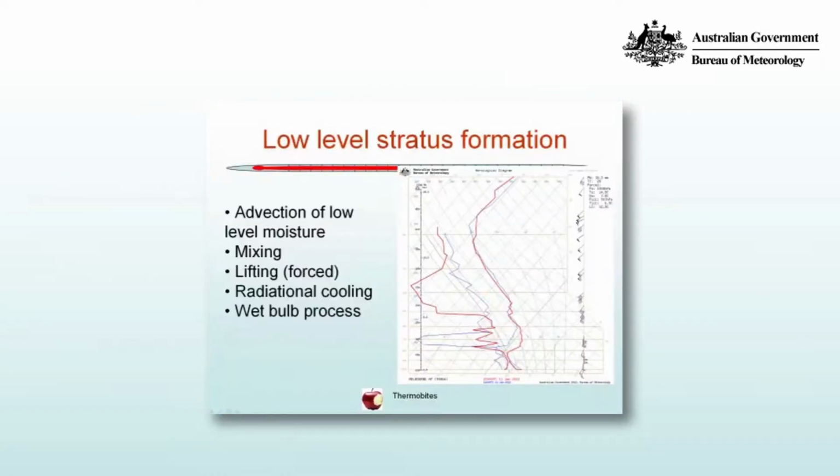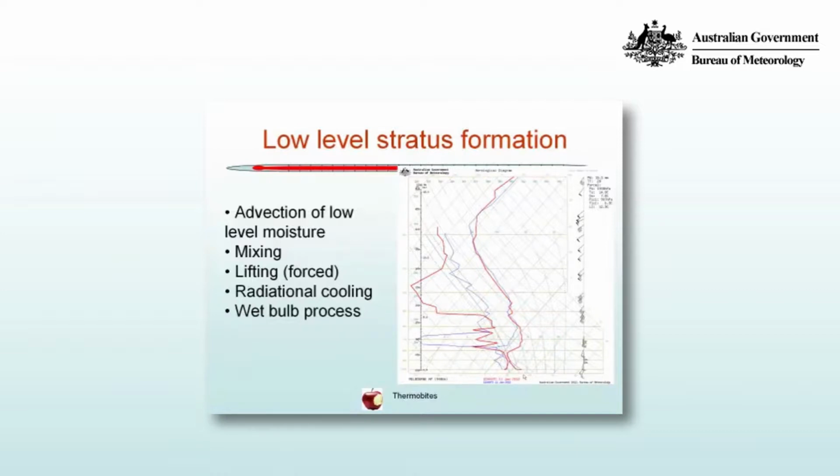Low-level stratus formation. In this video we're going to consider some of the mechanisms by which low-level stratus forms. On the right hand side you can see a trace which is characterized by low-level stratus, and if you look at that, the base is somewhere about 3,000 feet and the top is about maybe 6,000 or 7,000 feet. That's indicated by the low value of dew point depression below an inversion in the trace. So how did it form?